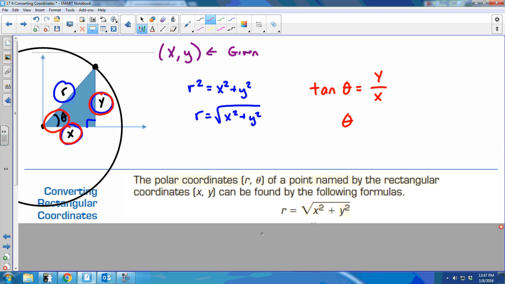Times y. You take the inverse of both sides? Inverse tangent? Okay. So if arctangent of y over x. Now here's the issue.